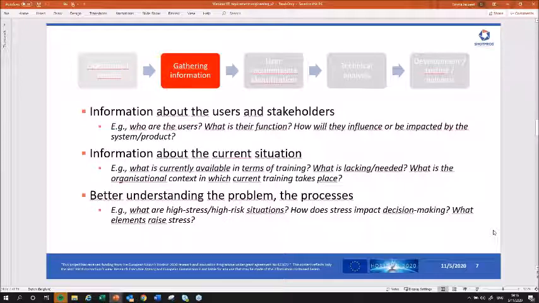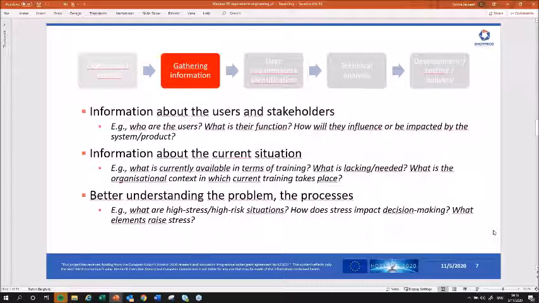Then the final one, and for me as a researcher maybe it's a very important one, but I think it's also very important especially when you have broad problem statements where it is difficult to pinpoint what exactly you need to tackle to deal with the issues. For example, how can we train people to deal with stress better during police interventions? So we also have to understand what the problem is, to understand the processes that are in place.